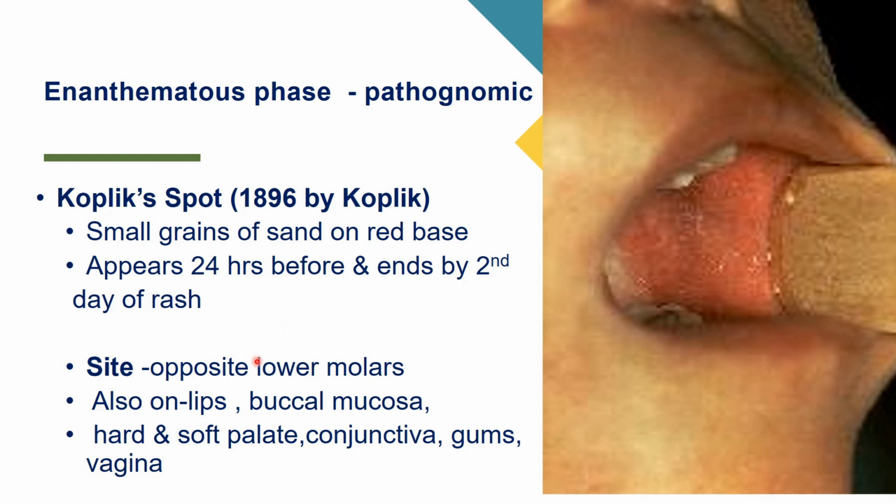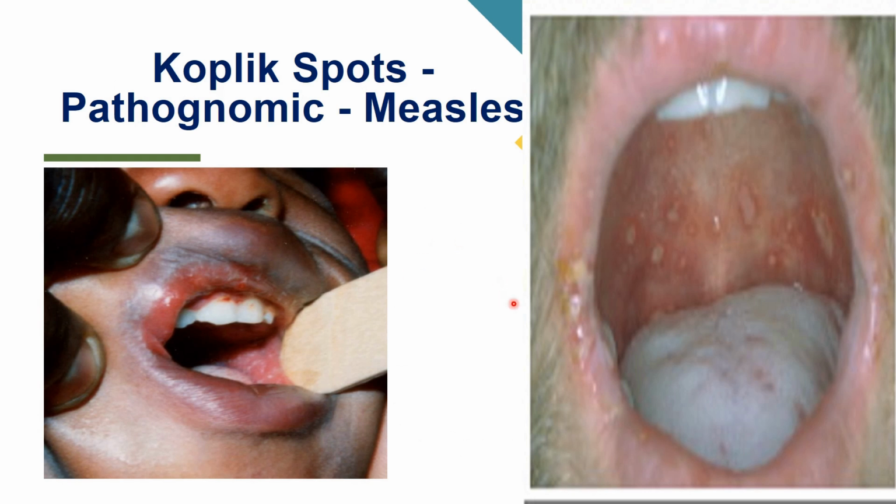The site where it occurs is opposite the lower molars, but it can also appear on the lips, buccal mucosa, hard and soft palate, conjunctiva, gums and vagina. But the most common site is opposite the lower molar. So you need to observe opposite the lower molars. You can see these spots. In the picture you can see small sand-like grains on the red background. This is another Koplik spot seen on the palate, and this is on the buccal mucosa.